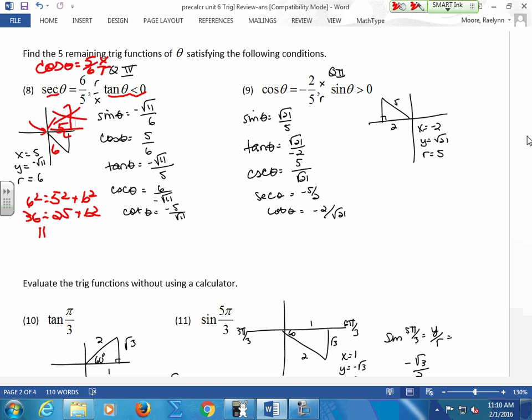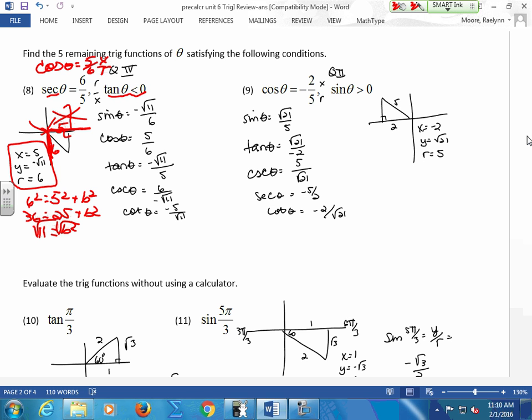Subtract my 25. And there's my other piece. Now, when you get to here, this is where you label who's positive and who's negative. In quadrant 4, my x is positive. But my y down here is what? Negative. Label that with your negative.